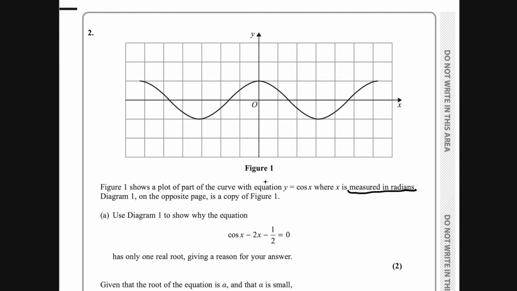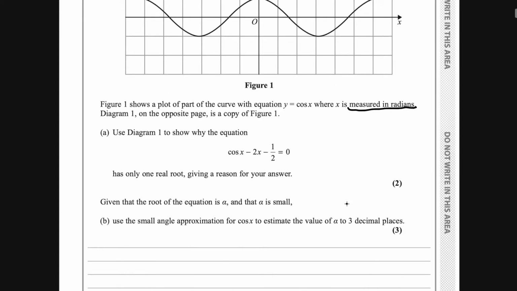So what we're going to be doing is using diagram 1 to show why the equation cos x minus 2x minus a half equals 0 has only one real root, giving us reason for our answer. Now, what we need to do with this is really make use of what we're given. We need to use this diagram here, this diagram that's representing the cosine curve, or part of the cosine curve.